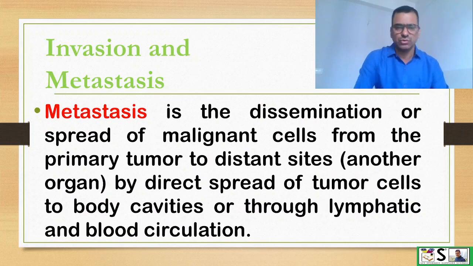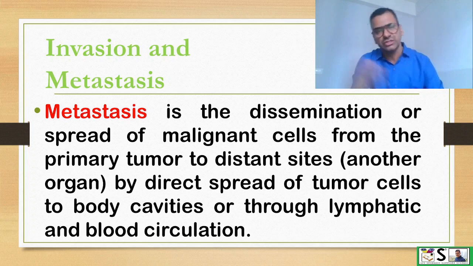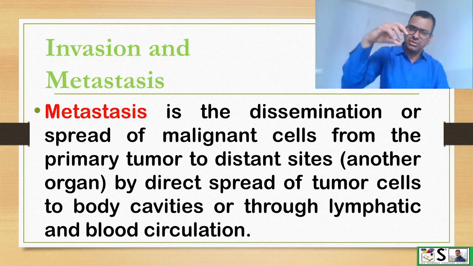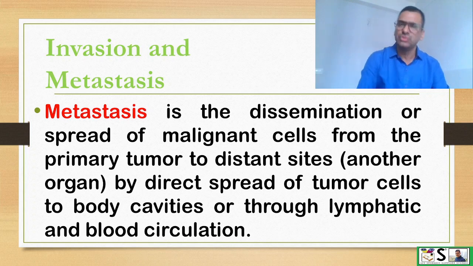Metastasis is a system or process by which the malignant cells move from one place to another or distant site via bloodstream or lymphatic stream and spread to the far away site of the tumors and into multiple organs. So this spread is known as metastasis.